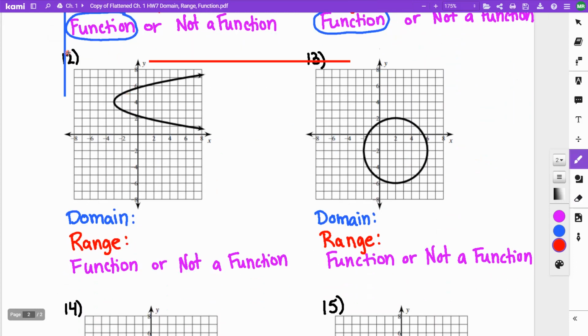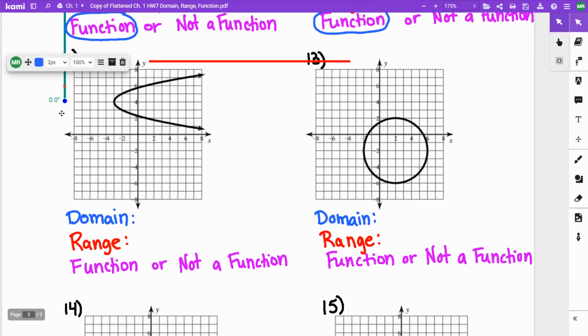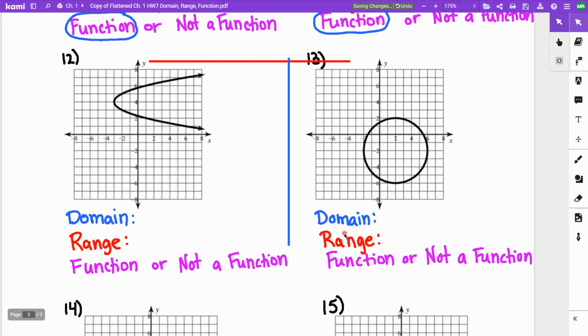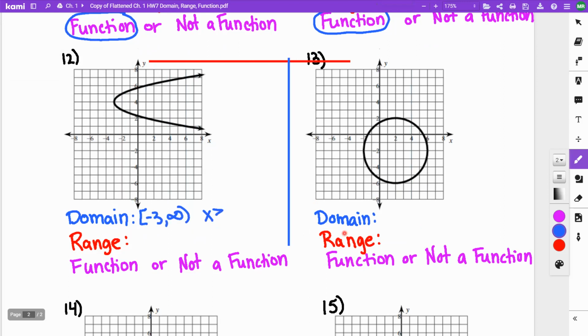Now on number 12, if I get my vertical line here and I move it across the graph, you can see it's definitely not going to be a function. And same with this one here, this circle is also not going to be a function. This is going to go to the left. The furthest is -3 and then to positive infinity. So I'm going to have from -3 to infinity, or x is greater than or equal to -3. And this one is not a function. And let me circle this one over here, also not a function.